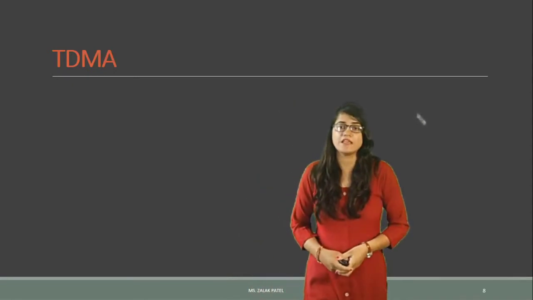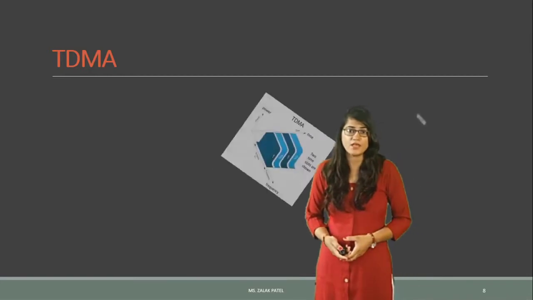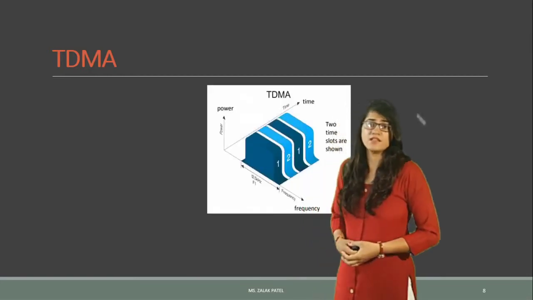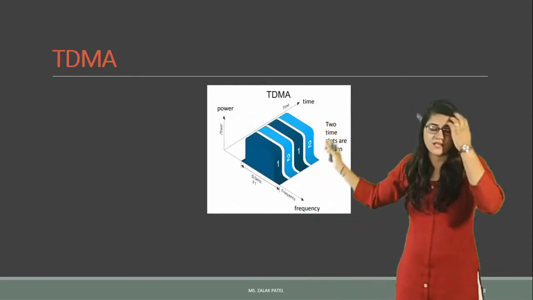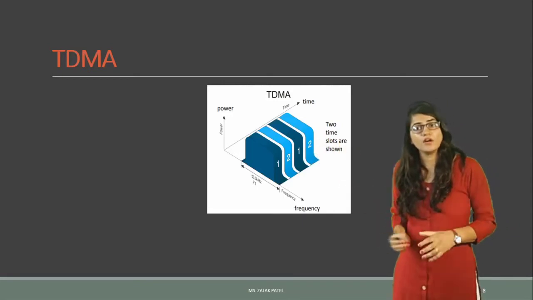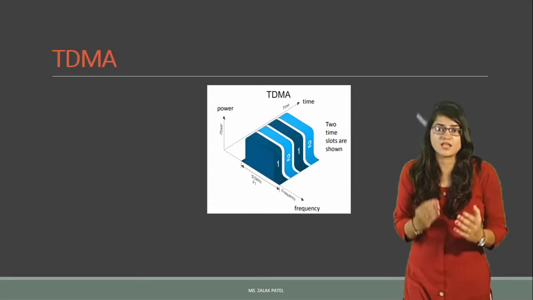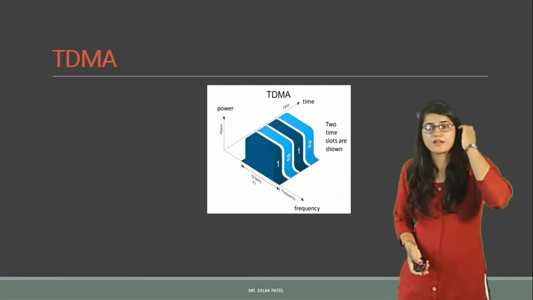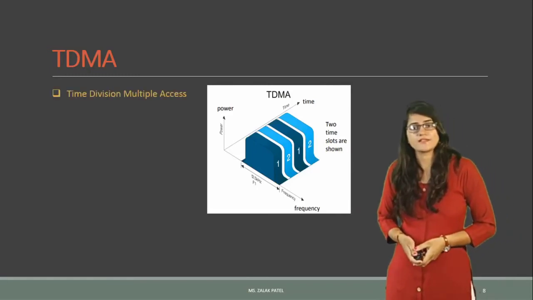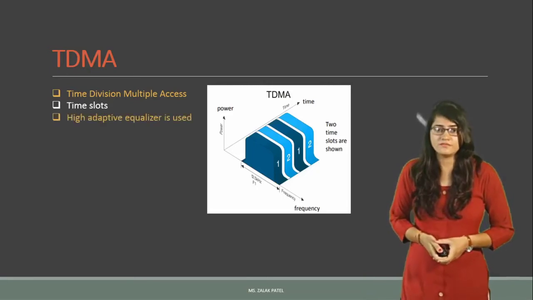Now the second multiple access technique is TDMA. TDMA means time division multiple access. Here in the figure you can see the frequency versus time graph, and the division is done on the time axis, which means the time is divided into slots like TS0, TS1, up to TS8. So here the number of time slots, instead of frequency bands, is divided in time division multiple access.